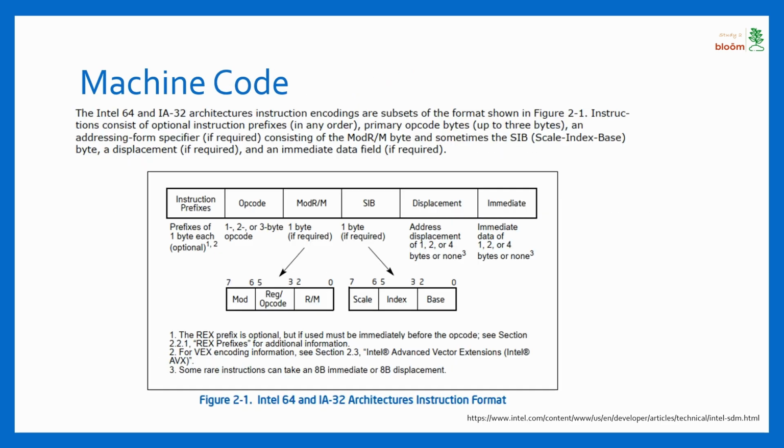Here is an example of the instruction format for Intel 64 and IA-32 architectures. Here you can see the opcode, for which the instruction format allocates a 1, 2, or 3 byte opcode, and the rest is for operands. Here we can see that an addressing form specification is used, and sometimes SIB, scale index base, is used, or sometimes a displacement bit is used.